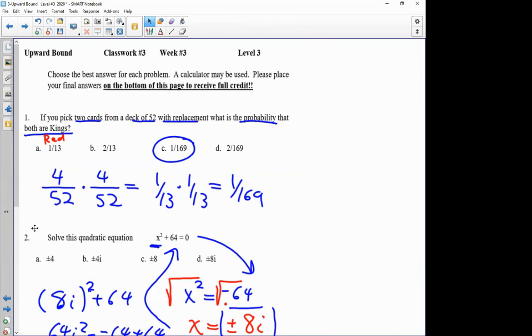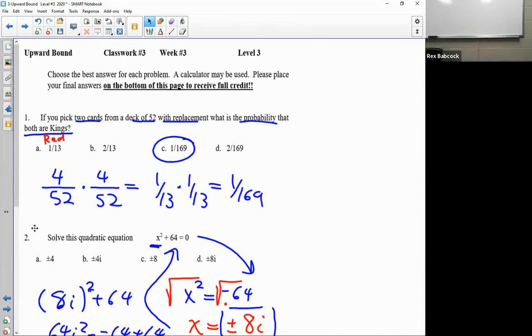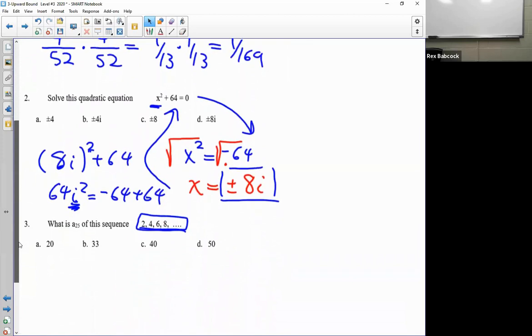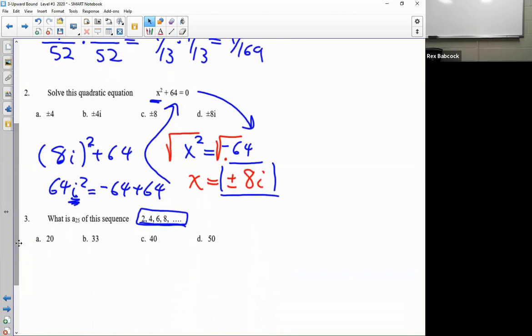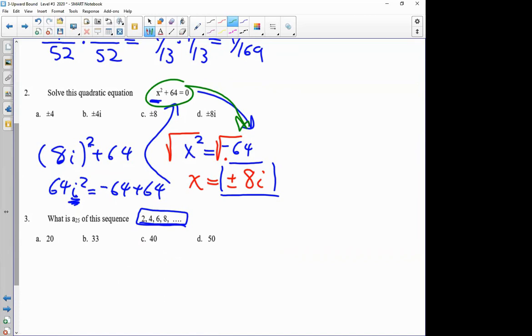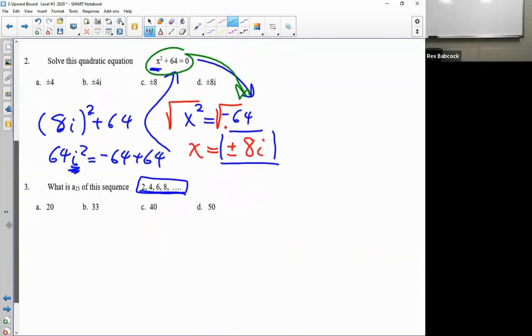I need number 2 and number 3. Number 2, I just took that equation right here and set it equal. Subtracted 64 and took the square root of both sides. That's number 2. And what was the other one you said? Number 3. Number 3, I did not do. I'm going to let you do that one on your own.